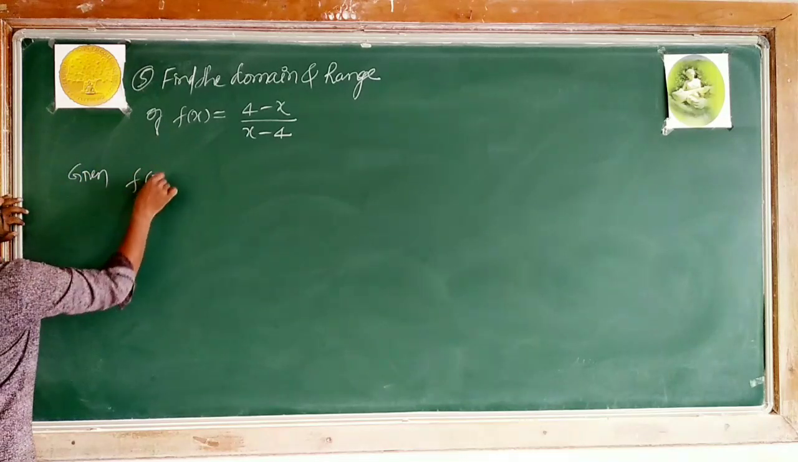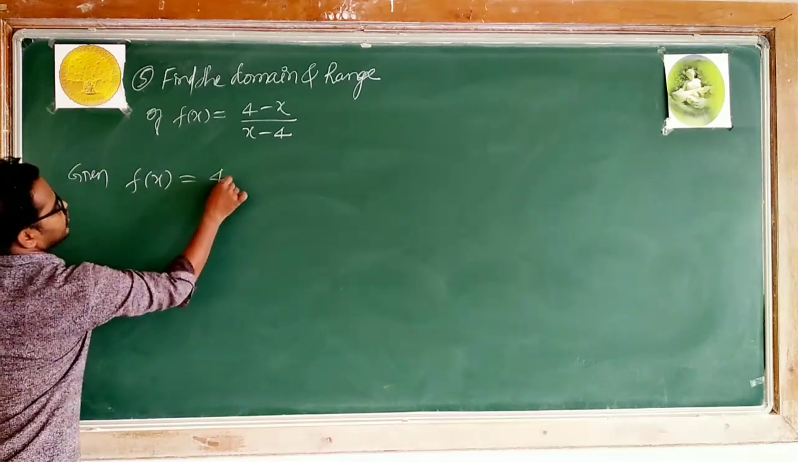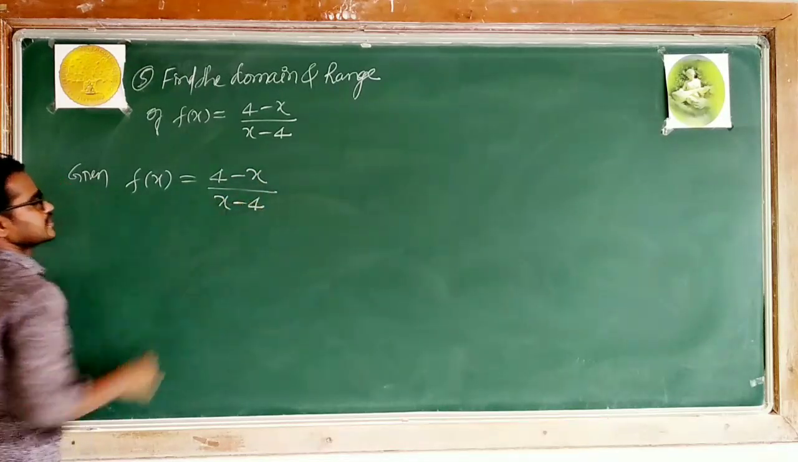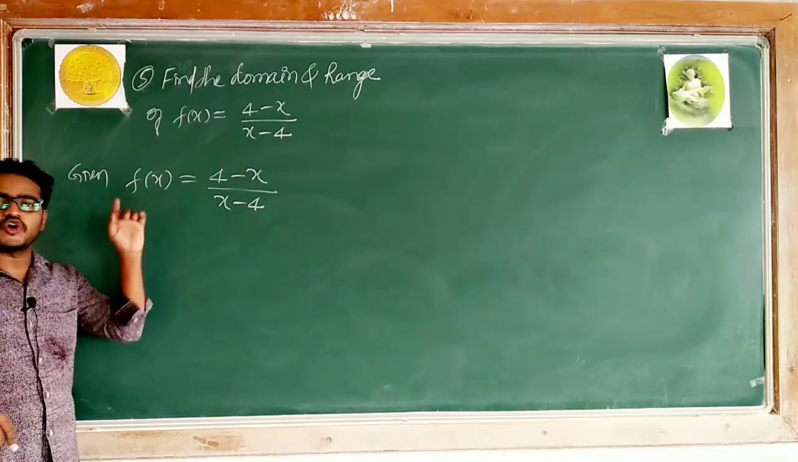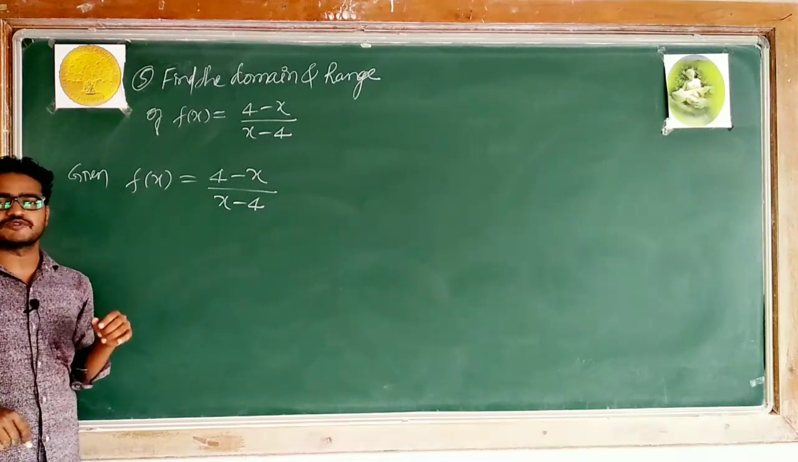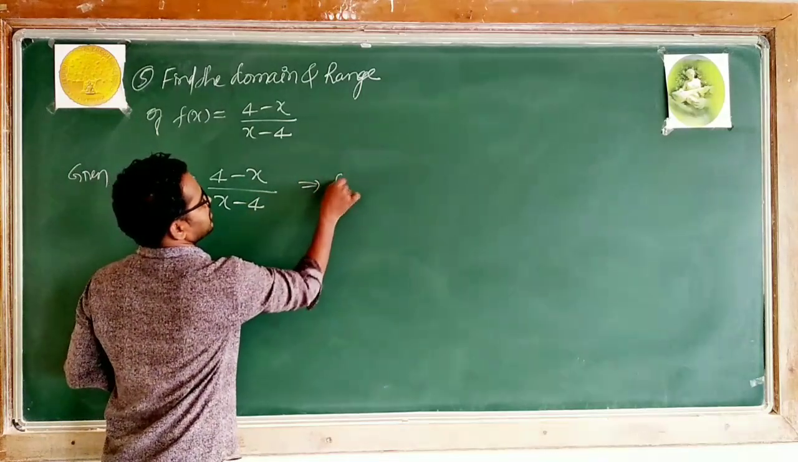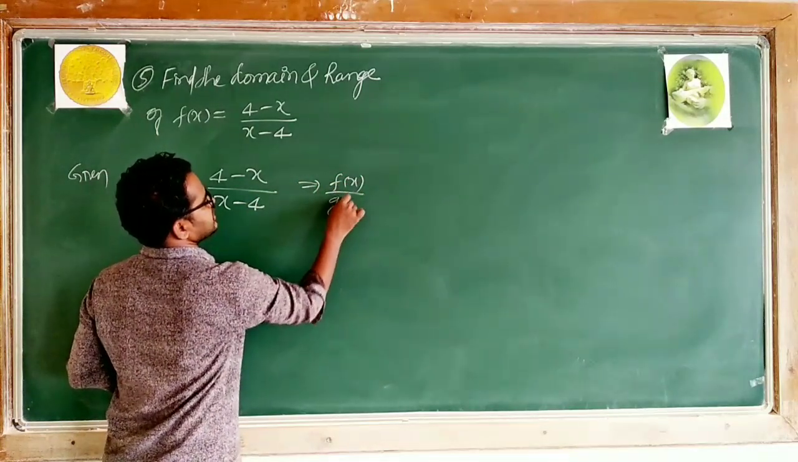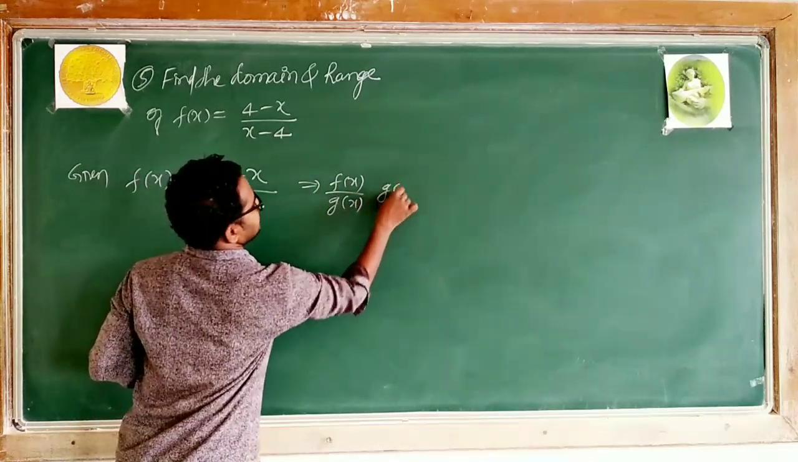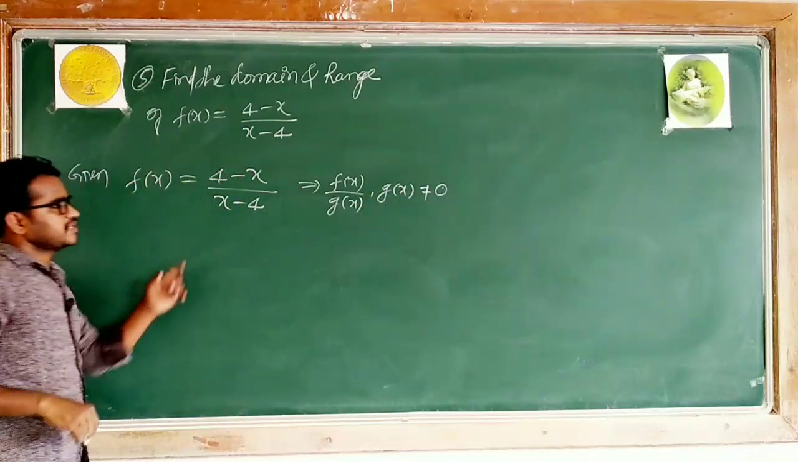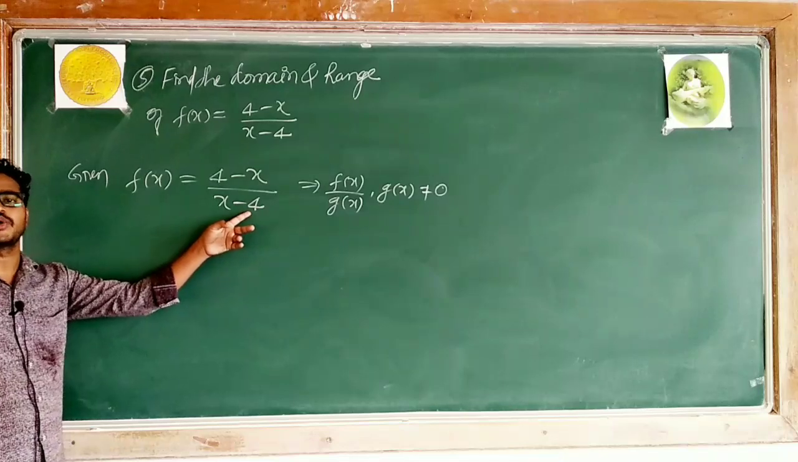Given f of x is equal to (4 minus x) divided by (x minus 4). Is it a rational form? Can I say f of x divided by g of x is a rational form? Means g of x should not be equal to 0. Here the condition means this x minus 4 should not be equal to 0.